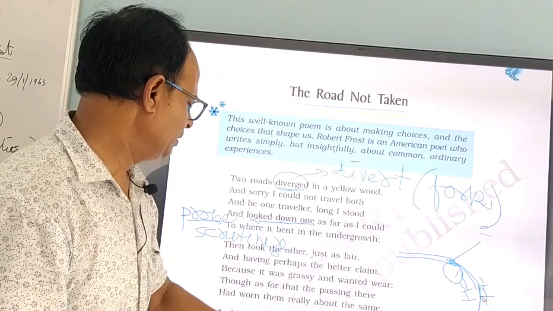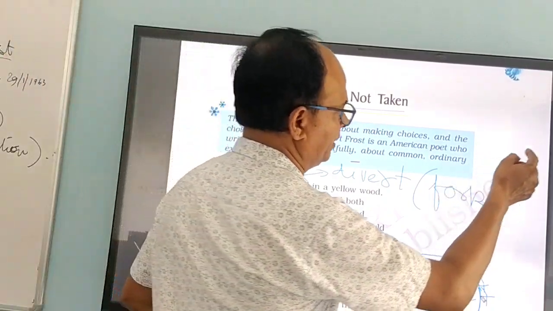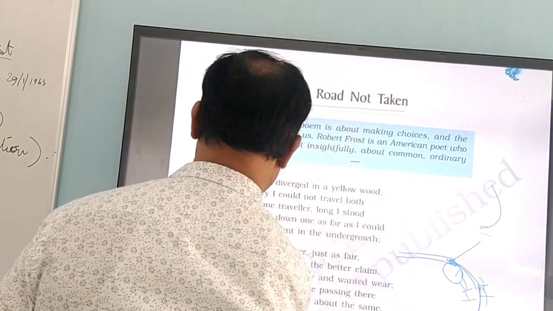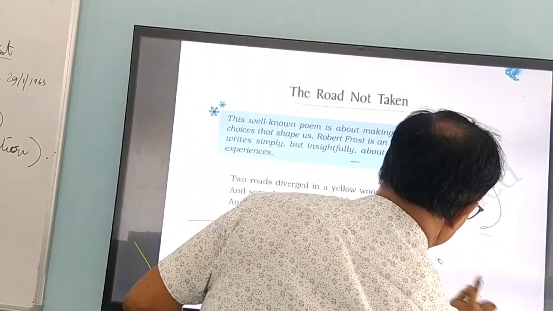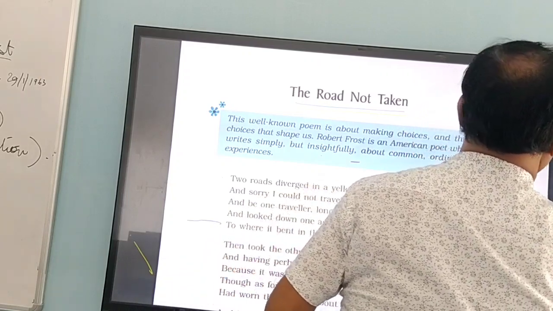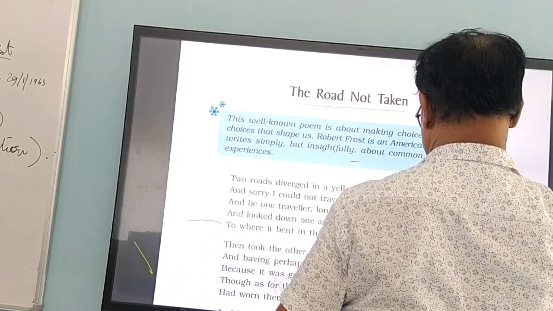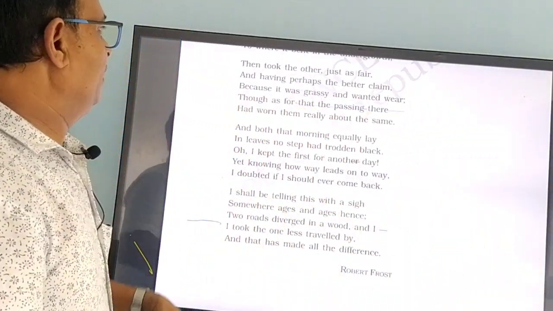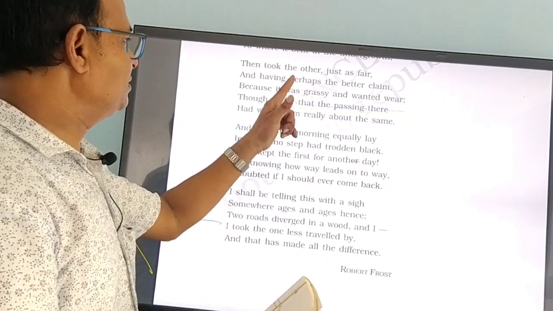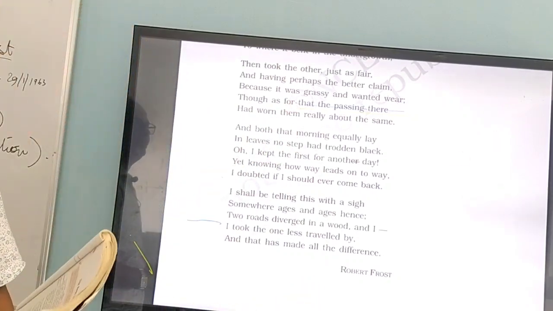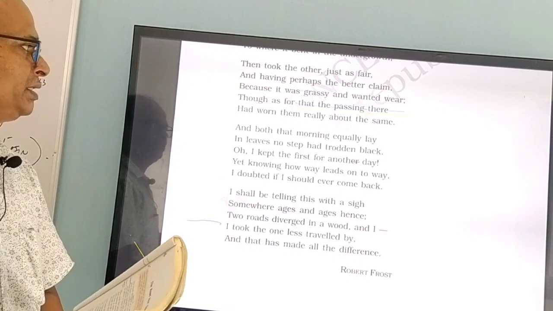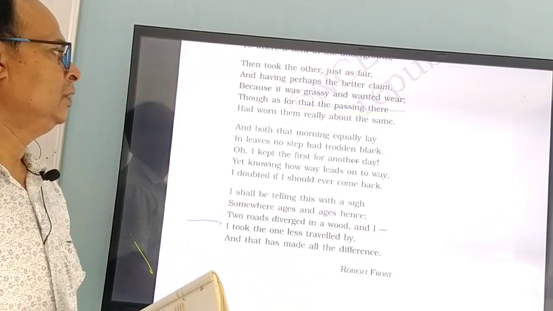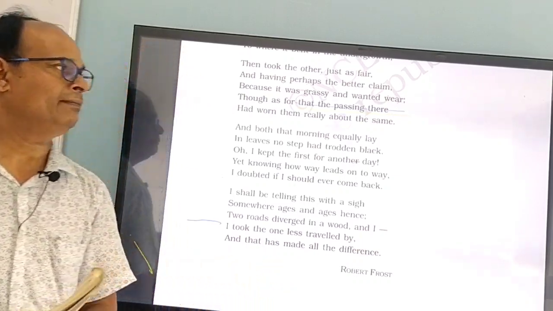Now, let us come to the next one, next stanza. Then I took the other, just as fair, and having perhaps the better claim because it was grassy and wanted wear. Though as for that, the passing there had worn them really about the same.